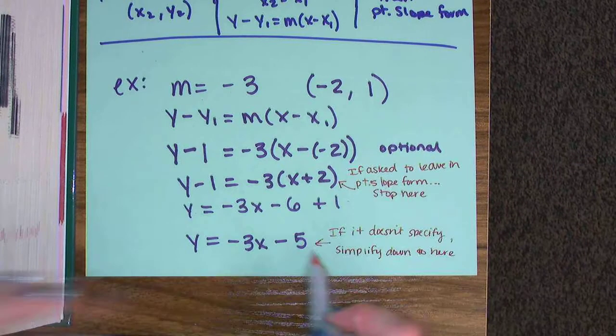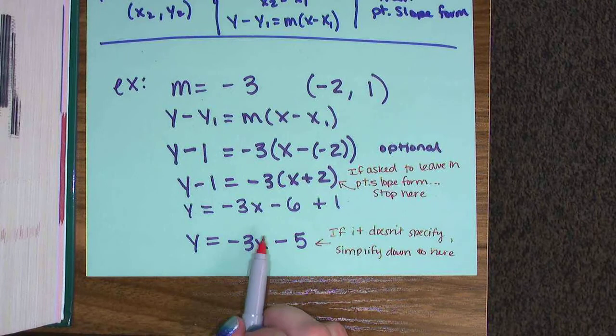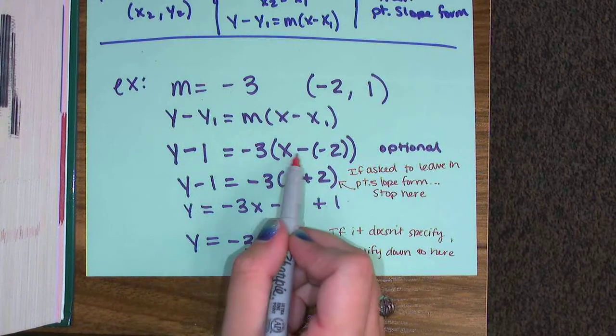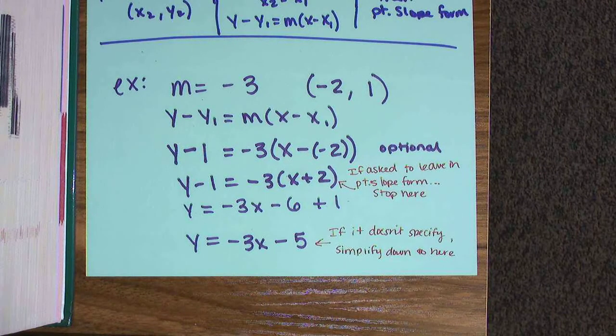Most of the problems in your book want it to be written in this form, but you have to go through the point slope form and you have to show this step in order to get there. That's just part of it, and the point slope form is very important for math moving forward. That's something that we will use a lot.